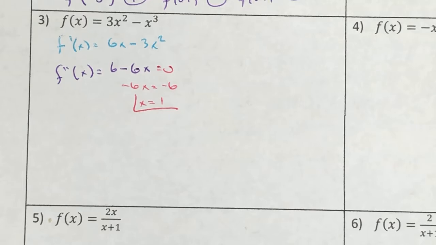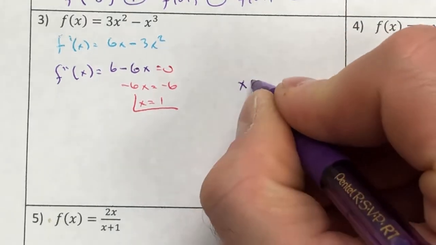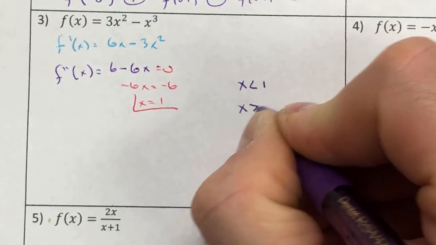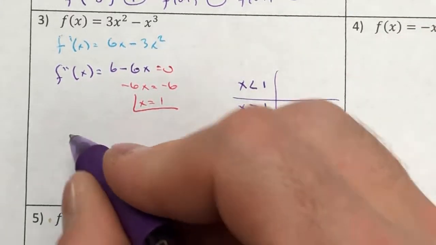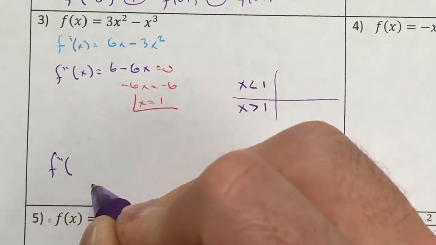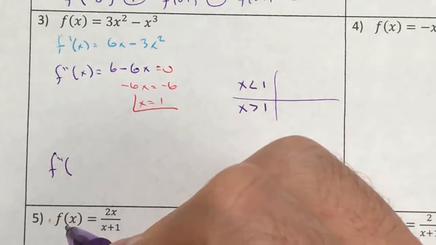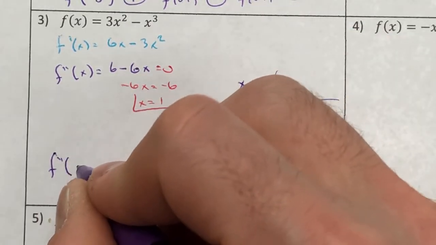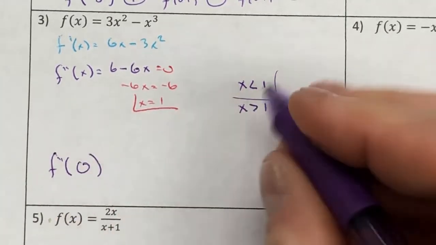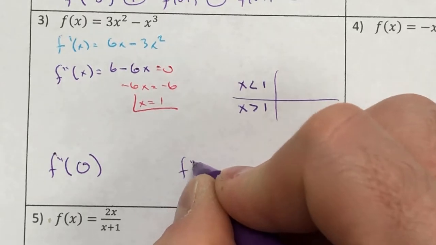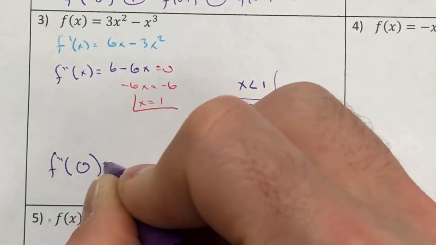In this case, I only have one value of which I'm testing around. So I'm going to plug in some values where x is less than 1 and where x is greater than 1. And I'm going to see what I get. So a value that's less than 1, let's plug in f double prime of 0. And then a number greater than 1, f double prime of 2.